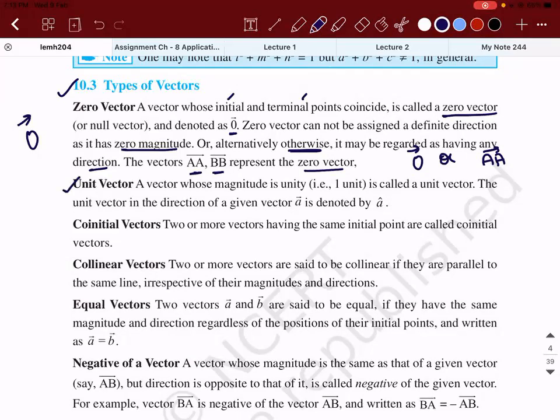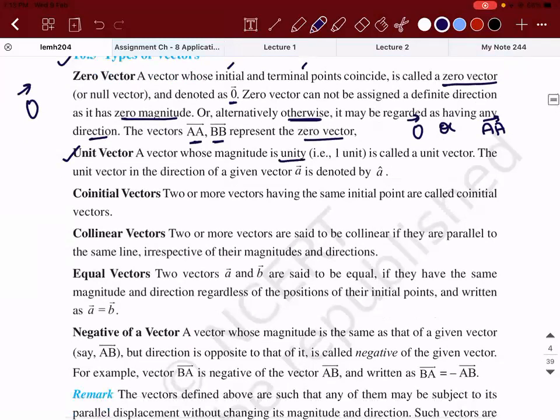Next is the unit vector. Unit is a word derived from unity. So what is a unit vector? A vector whose magnitude is unity. Unity means one unit. If you measure the length of a particular vector and it comes out to be 1 centimeter, 1 millimeter, 1 meter, anything of that sort, if it is 1 unit, then that kind of vector is called a unit vector. There is a slight difference that you need to observe here. The unit vector is generally used to give the direction of any vector A bar.